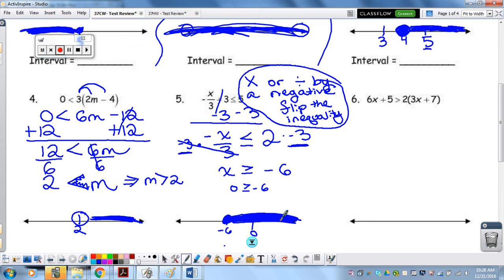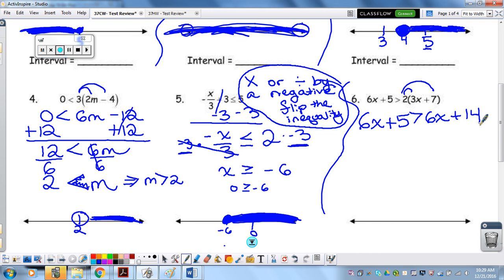Okay. Number 6. So what we've got to do now is take a look and see what I have to do. I have a 2 and I have parentheses. So what you're going to do is multiply because it is the distributive property. And we know that 2 times 3 is 6. And then I've got the x. 2 times 7 is 14.